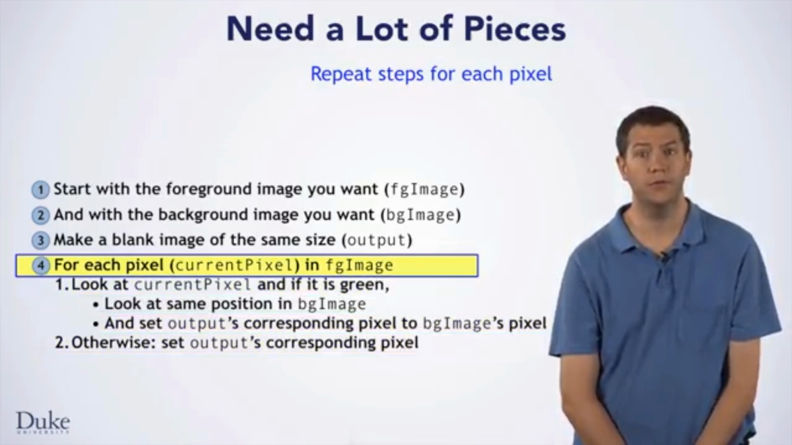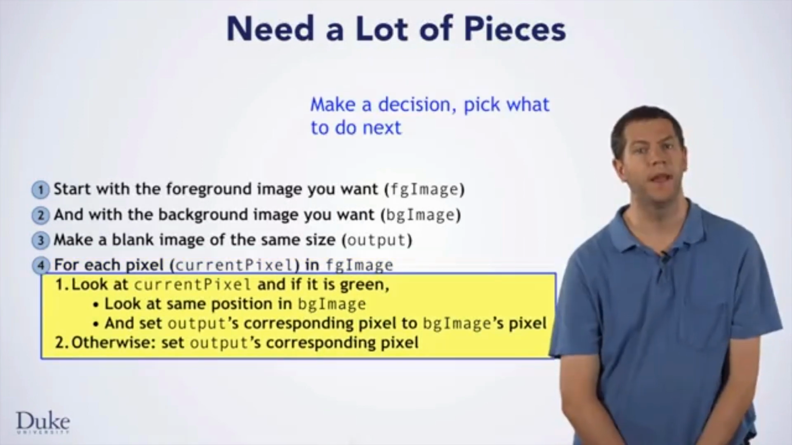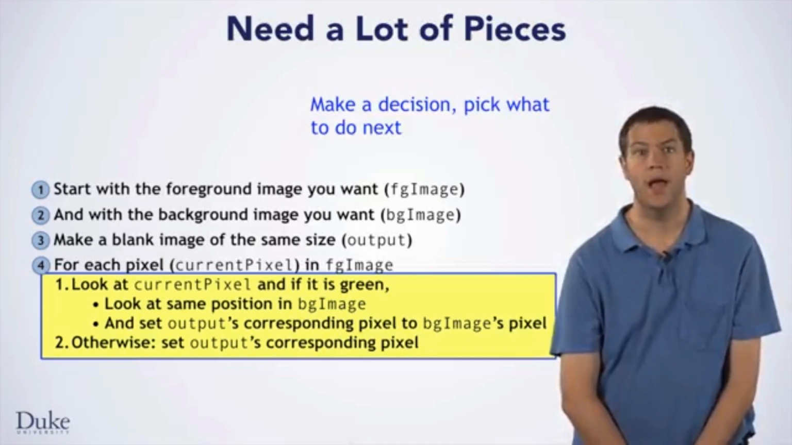Your algorithm calls for you to repeat some steps for each pixel in an image. You're going to need to learn how to write code that repeats steps, which will be a for loop, which you will learn about later. And finally, your algorithm looks at a condition, in this particular case whether a pixel is green or not, and makes a decision about what to do next based on that condition. This is going to turn into an if-else statement, which you will also learn about soon.